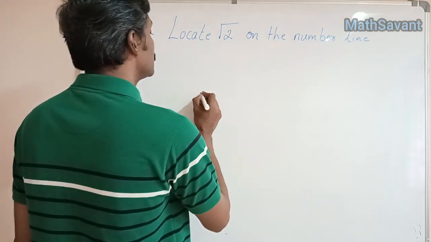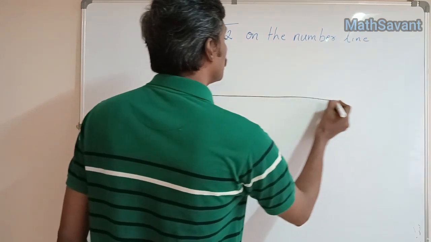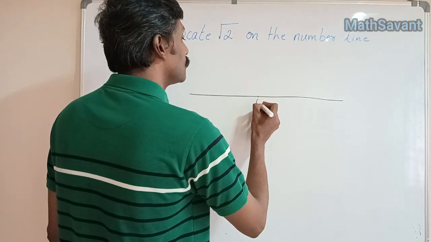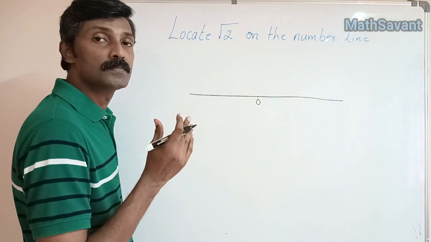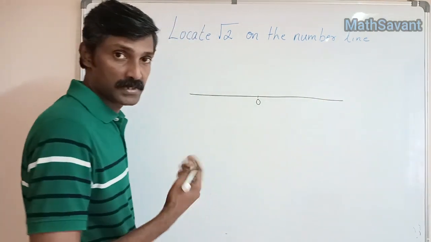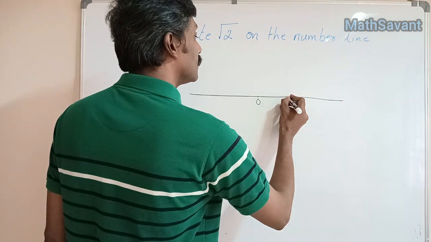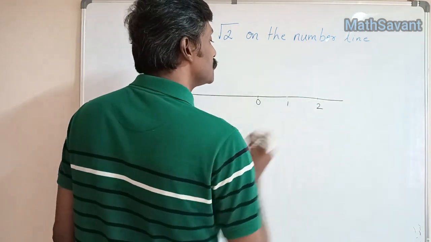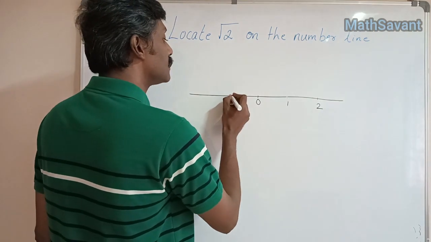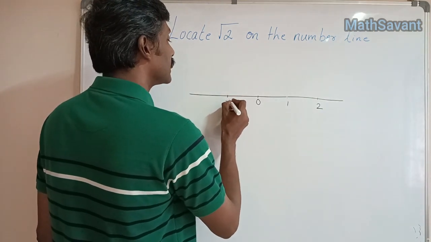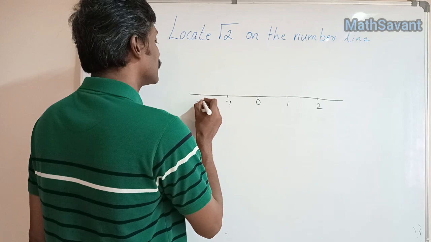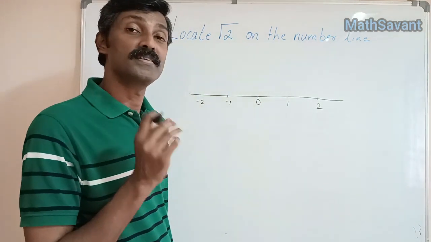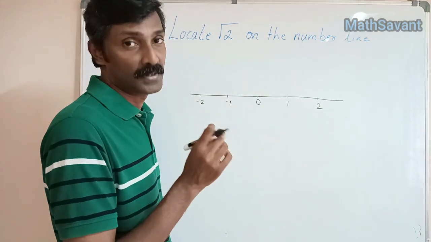Okay, so this is the number line that we have. Let's mark 0 right here, and we know that all numbers to the right of 0 are positive numbers. So let's take 1, 2, etc. So this is 1, this is 2, and all numbers towards the left will be negative, right? So let's take this as negative 1, negative 2, etc. Clear? Now we need to locate square root of 2 on the number line.